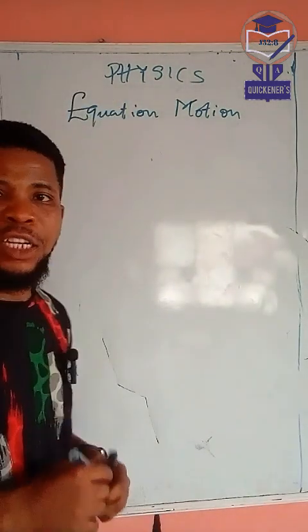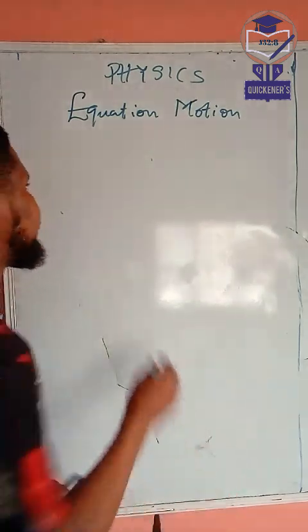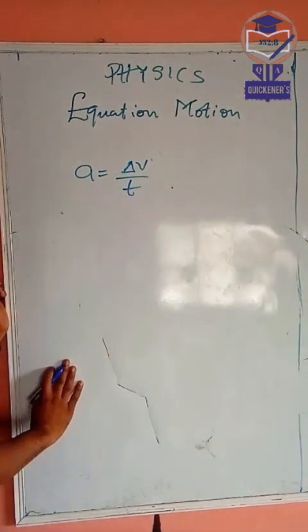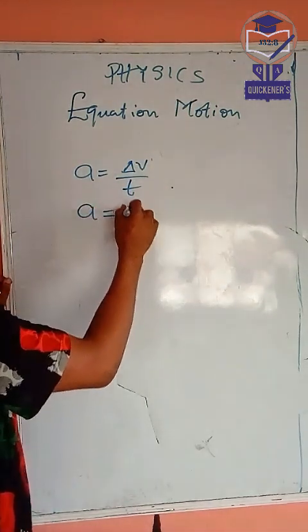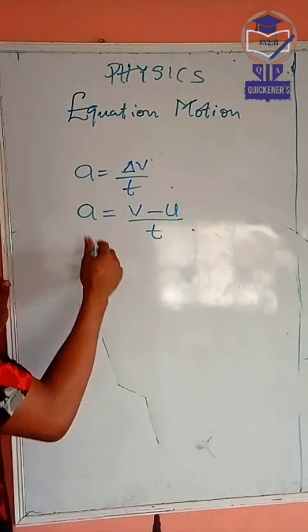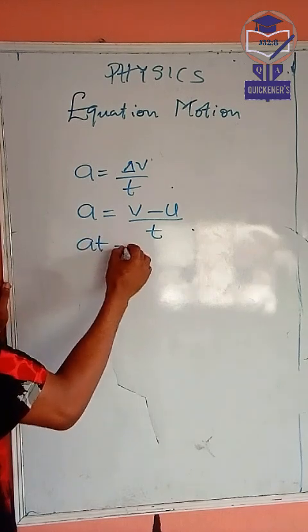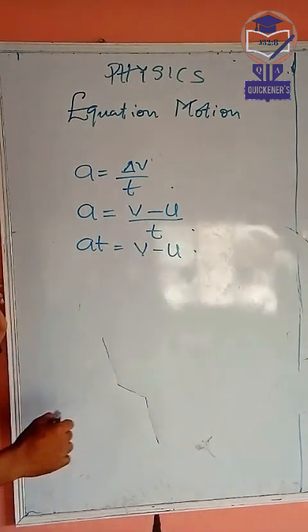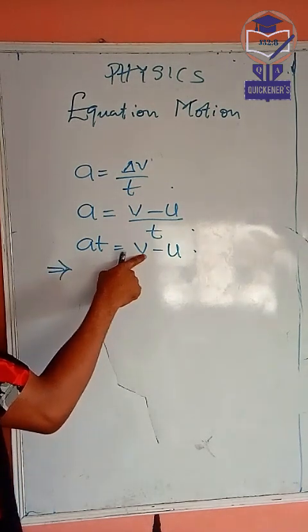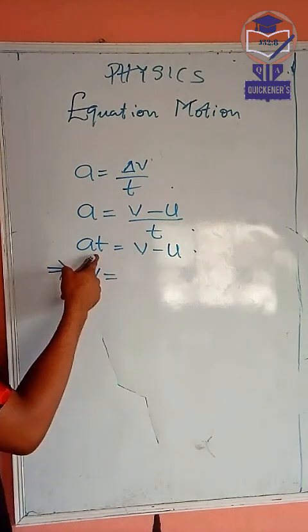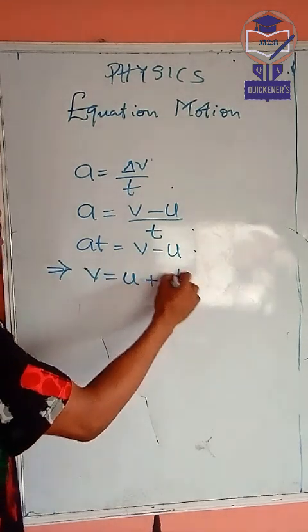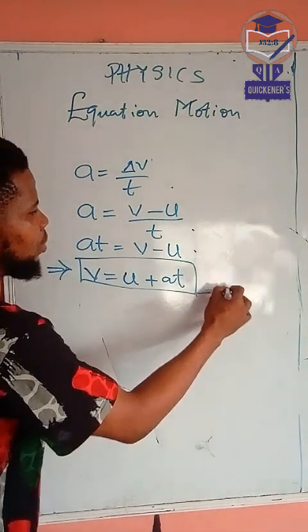So what are the equations of motion? The very first one is coming from where? The fact that acceleration is change in velocity with time. So what is change in velocity? Final velocity minus initial velocity over time. So a equals (v minus u) over t. This implies that when you solve the formula, u moves to the other side, so we have v equals u plus at.